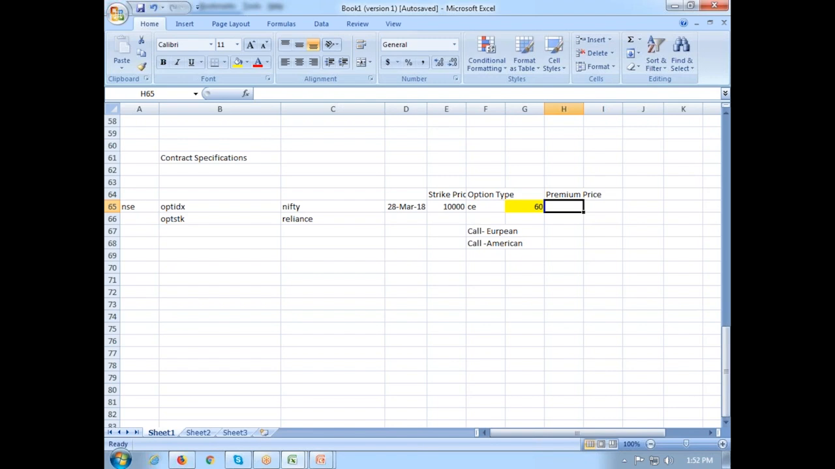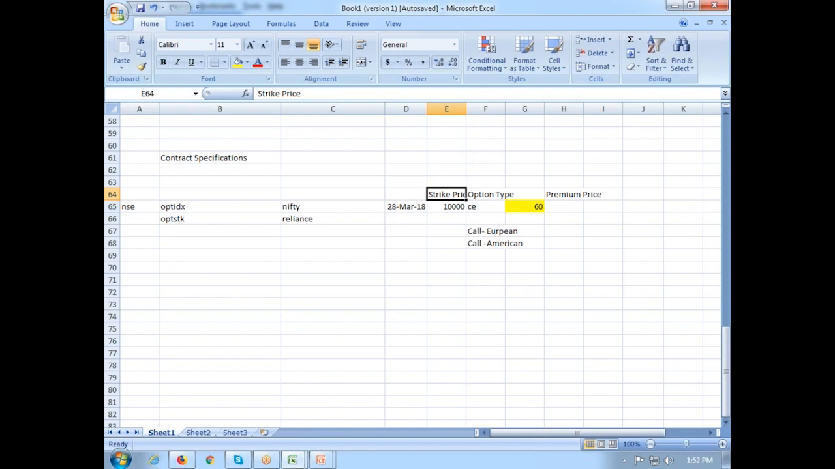So let me define this once. What is a strike price? Strike price is the price at which you want to buy the underlying. Buy or sell the underlying, depending on call or put. So if I am buying a 10,000 call option, that means I want to buy Nifty at 10,000 by paying a premium of 60 rupees.